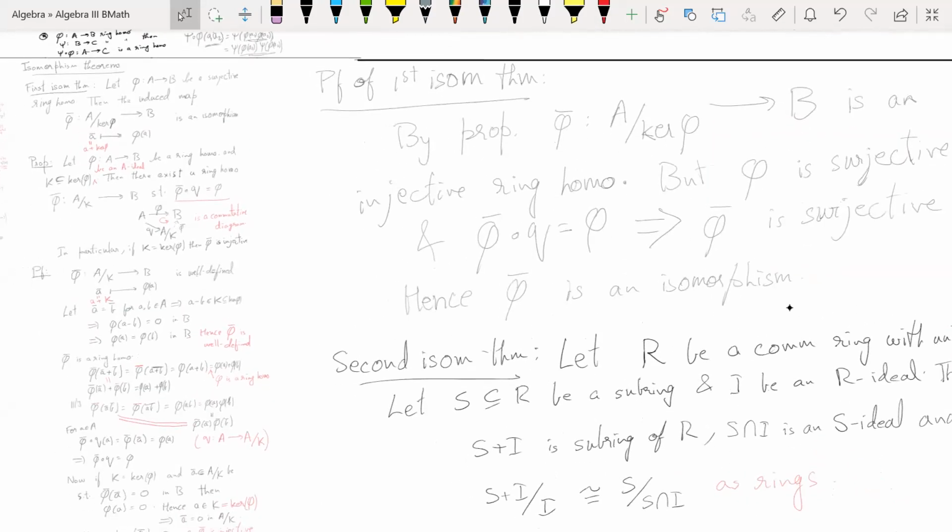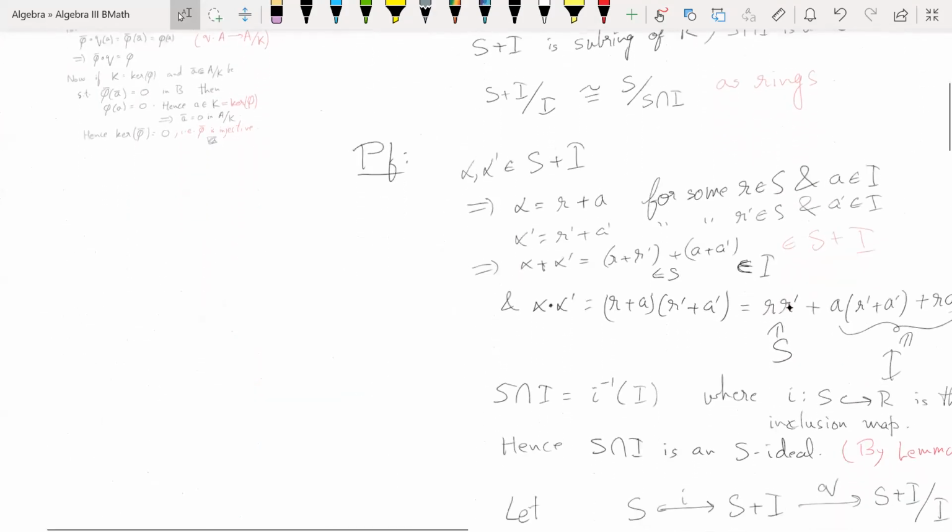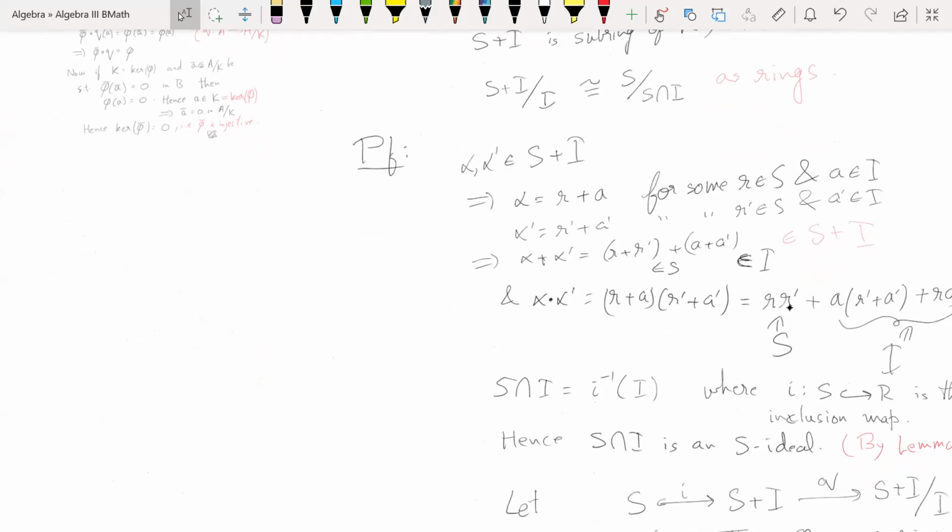So we want to give a map from a ring A to B, a surjective ring homomorphism, and then compute the kernel and so on. So this is the map. To say S mod S intersection I is isomorphic to S plus I mod I, we will give this ring homomorphism.